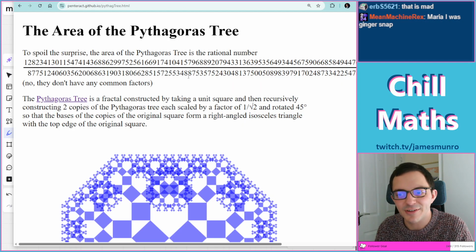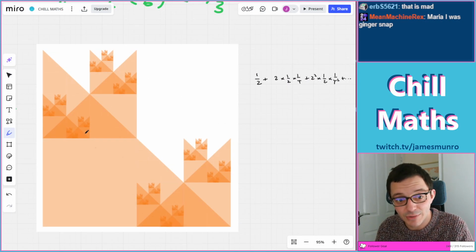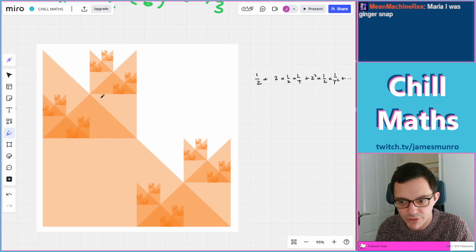Right. Yes. So it's mad that it's rational. The cat fractal, with all of its overlapping triangles and bits that are inside both or 2 or 3 of them, turns out to have area 2/3.